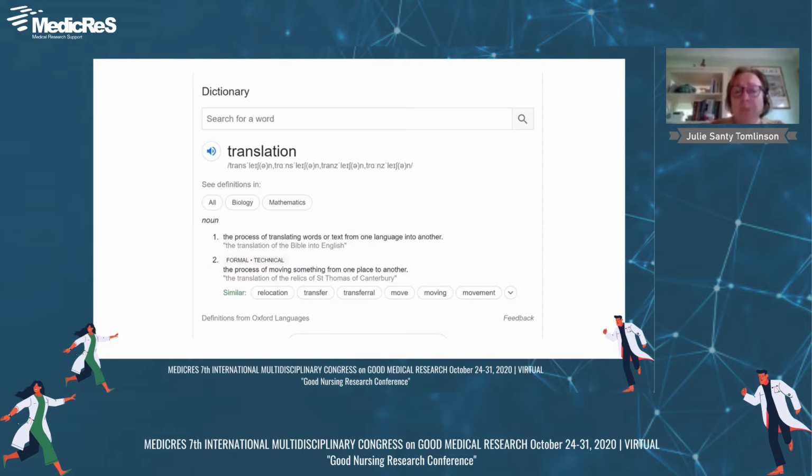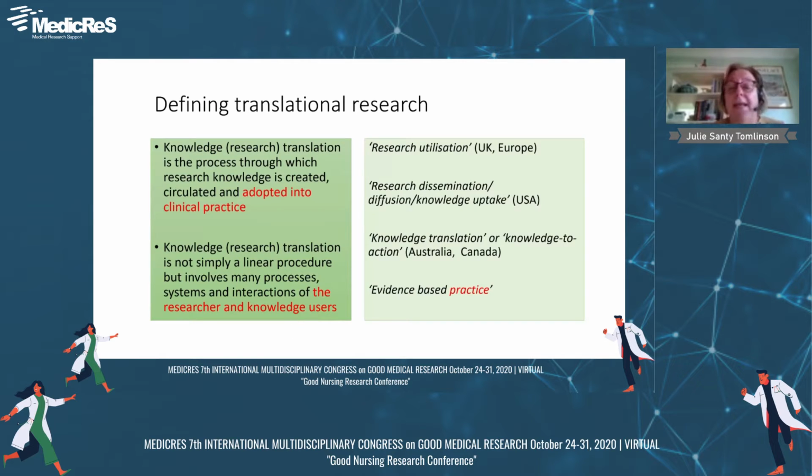So first of all, I just wanted to have a quick look at the term translation. It means quite a lot of things, and we think about it automatically in reference to language. But the dictionaries also talk about the process of moving something from one place to another. So similar terms are things like relocation, transfer, moving things, movement generally. So when you look at the definitions of translational research and you bear that in mind, what the literature tells us is that translational research is about knowledge or research translation, the process through which research knowledge is not only created, but circulated and adopted into clinical practice. And I've highlighted the adopted into clinical practice because that's the part of that process with which we have the most problems. And I'm going to explore that as an issue shortly.